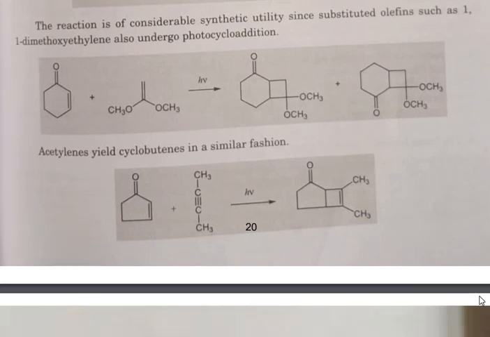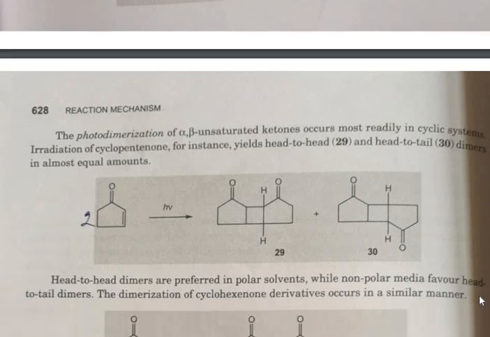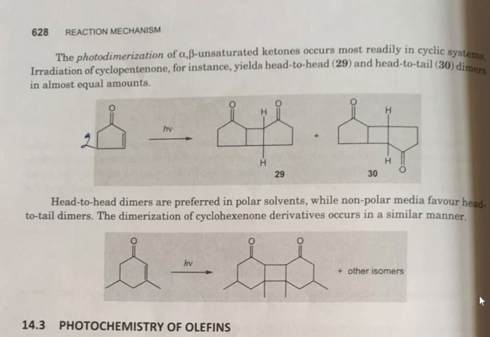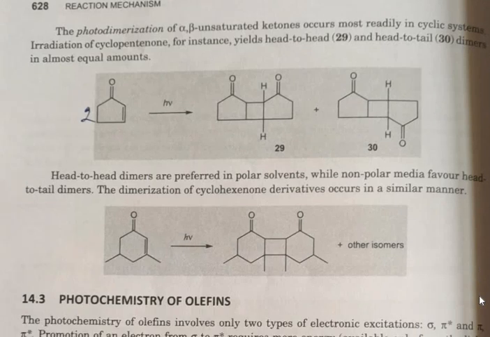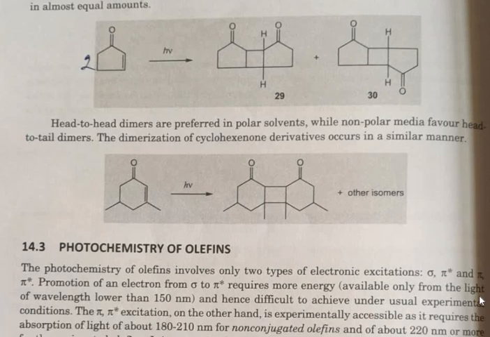In the next example, you can also see an alpha beta unsaturated ketone reacting with acetylene, giving a cyclized product with a 4-member ring. With two molecules of alpha beta unsaturated ketone, it gave the two products 29 and 30. You can see here dimerizations. So this is the example of ketones and alpha beta unsaturated ketones reacting with alkenes.